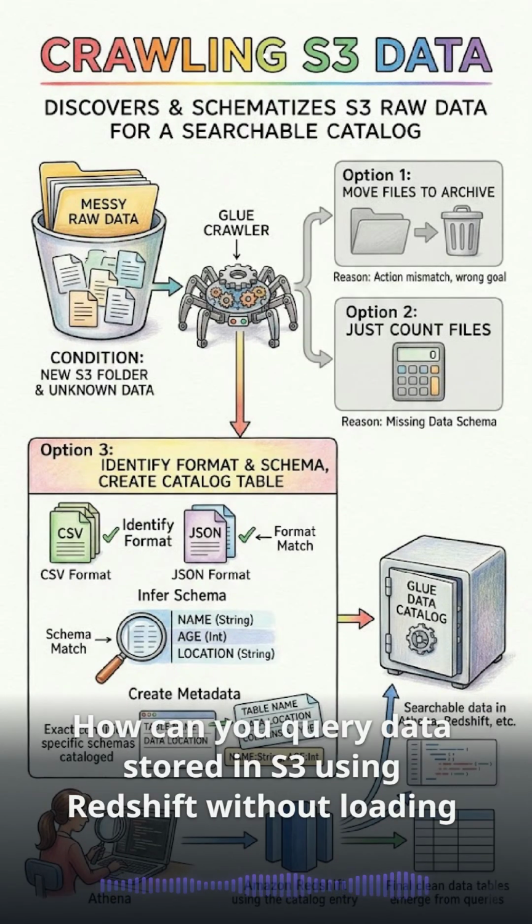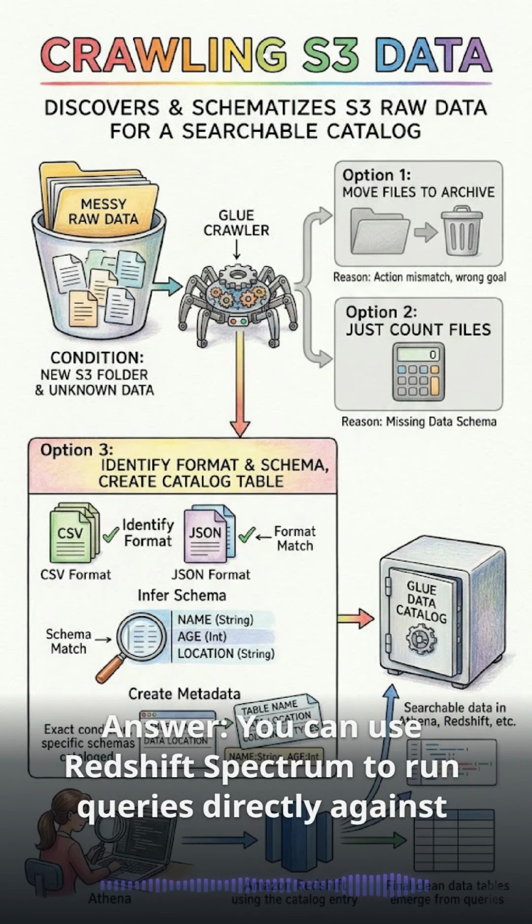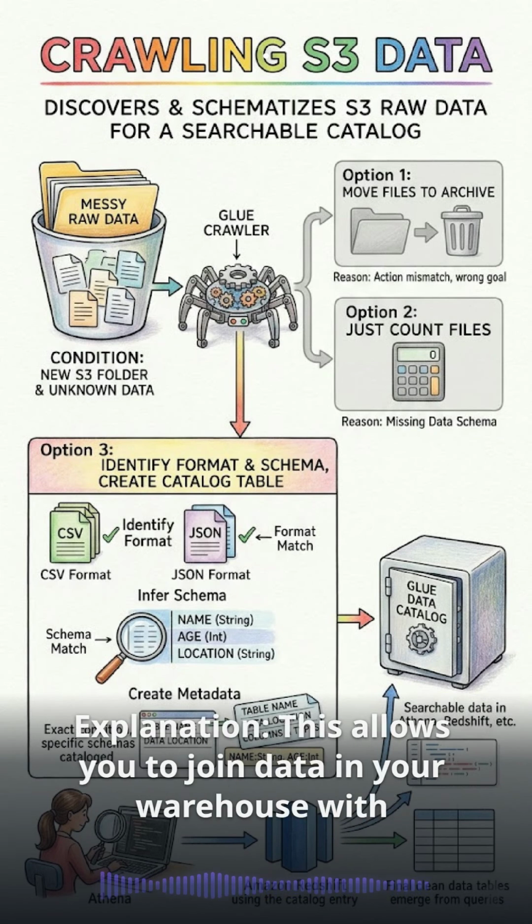24. How can you query data stored in S3 using Redshift without loading it into a table? You can use Redshift Spectrum to run queries directly against your files stored in Amazon S3. This allows you to join data in your warehouse with huge data sets in your S3 data lake easily.